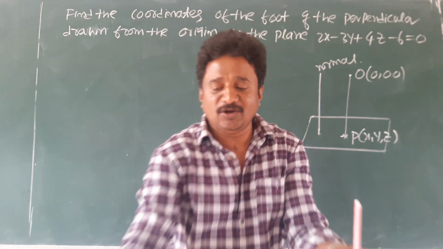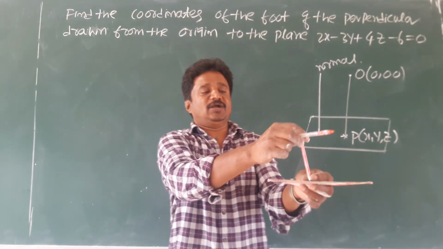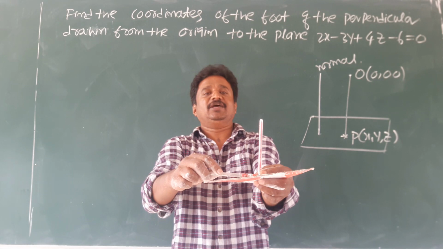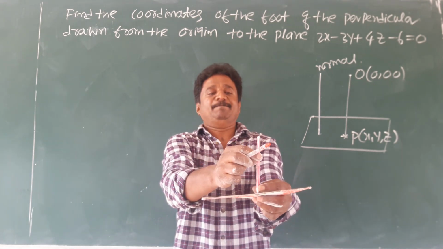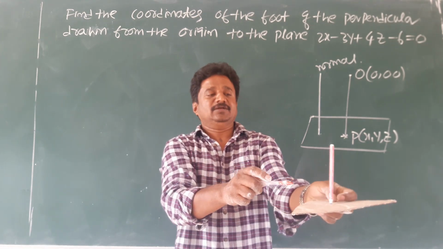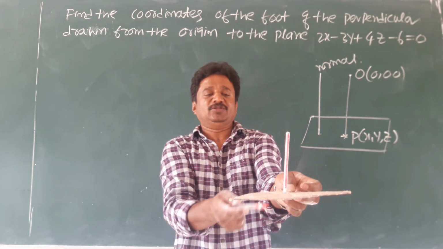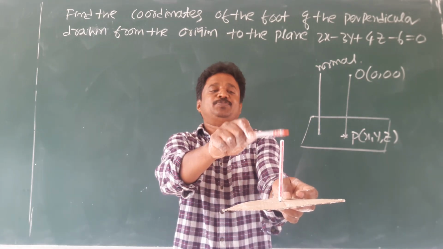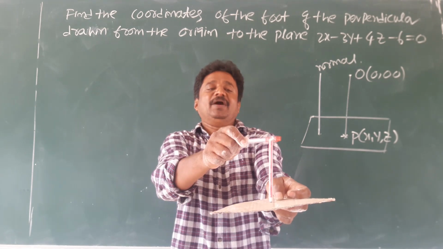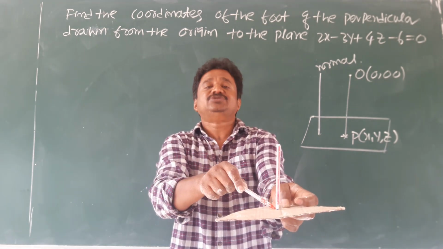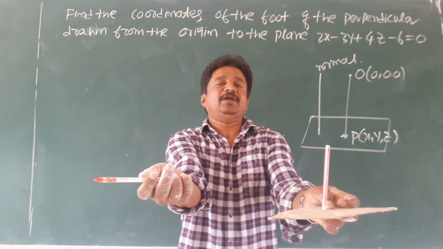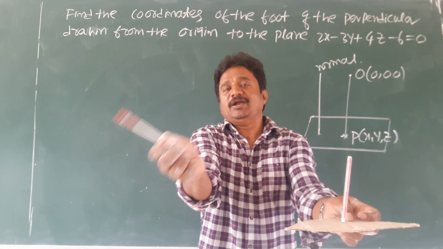Look at this. This is the lowest point. This point is called the foot. This one is the origin. The perpendicular is drawn from the origin to the plane. This upper edge is the origin. The lower edge is the foot. What is foot, students? Foot means the lowest point.